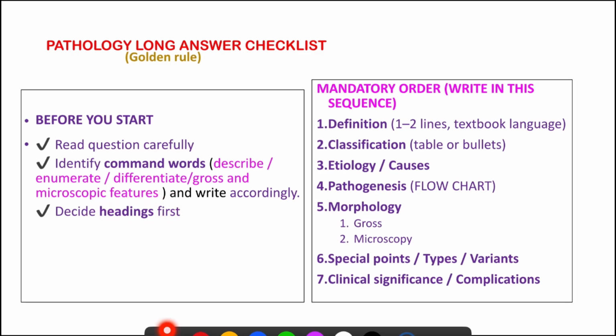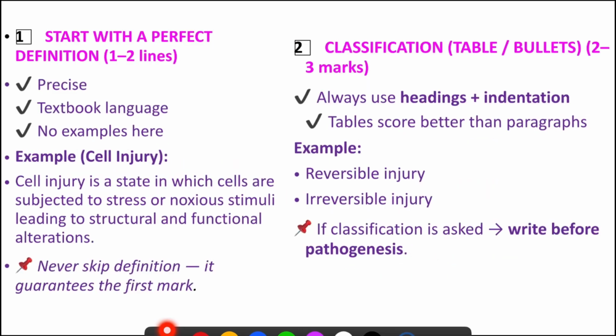Now this is the mandatory order when you write in exam. This sequence is important. First, definition, which is 1 to 2 lines and textbook language. Classification, etiology and or causes. Pathogenesis, morphology, which includes gross as well as microscopic features. Special points or types or variants if according to the topic, and clinical significance as well as complications according to the topic. So let's see what is the definition.